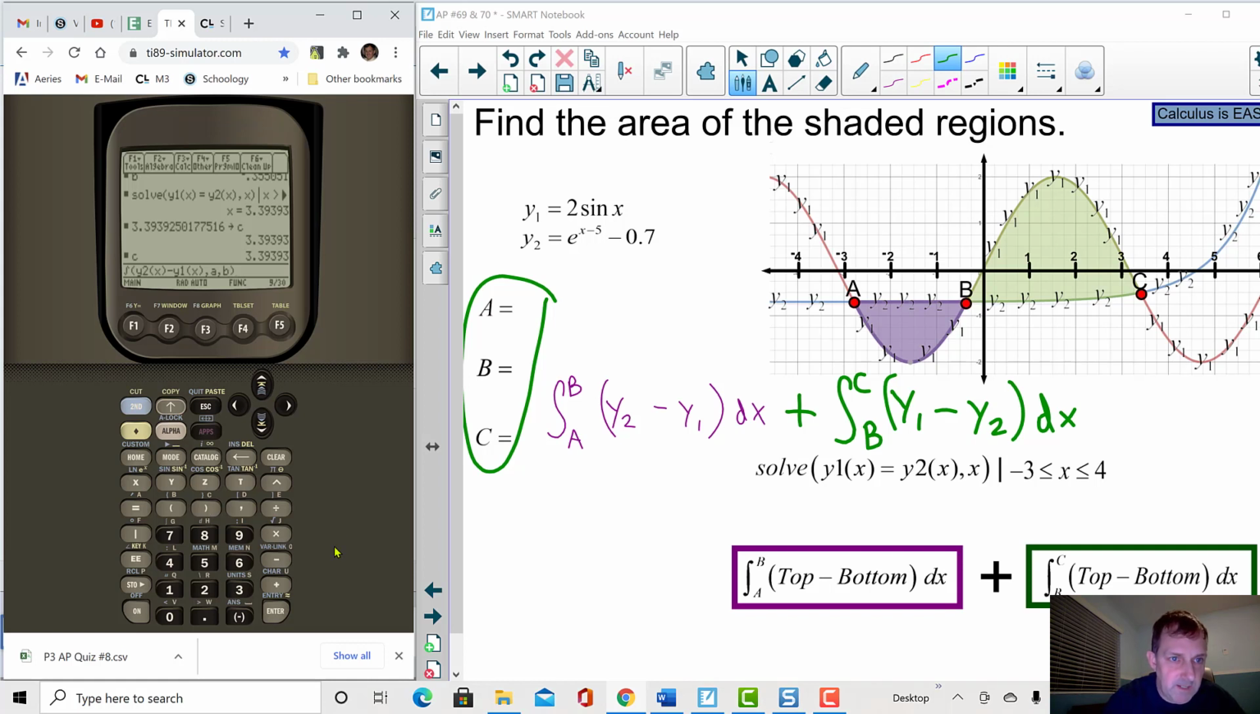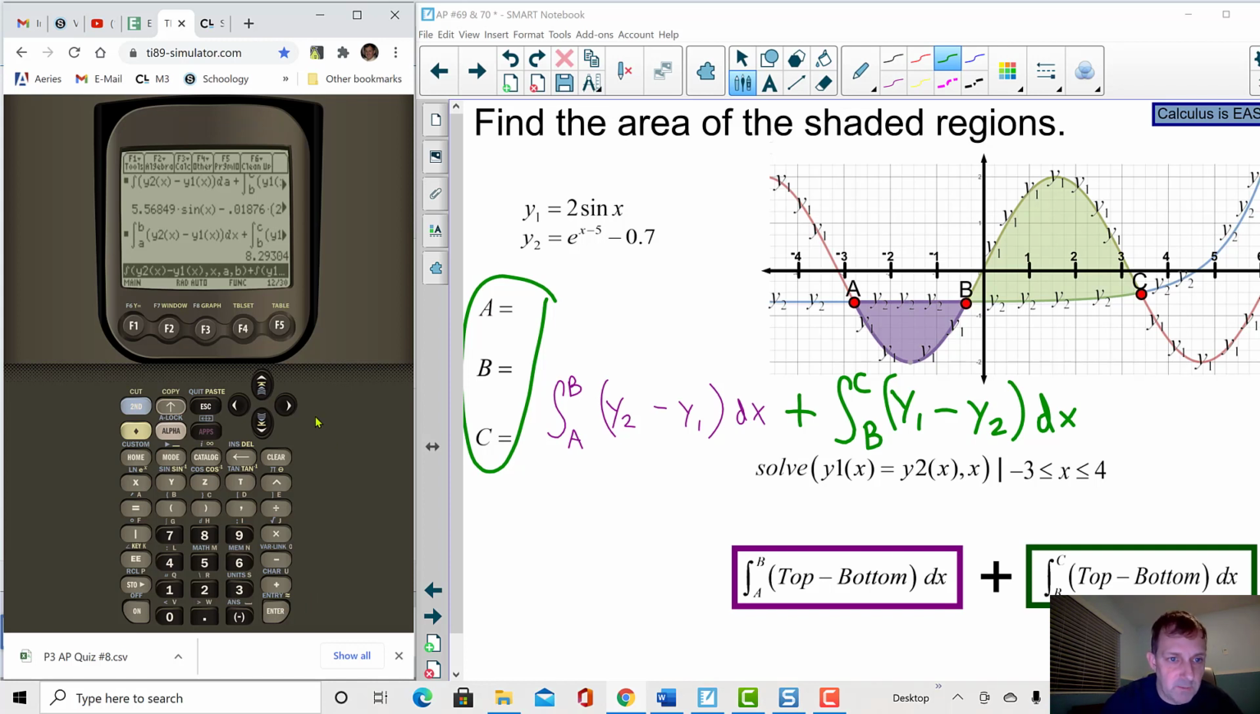Now I'm going to do the second integral. So I'm going to do plus, and the integral. Now this one is y1 minus y2, so be careful. And our x goes from b to c. There we go. We'll push enter and get our final answer. Okay, there we go. That's our final answer.